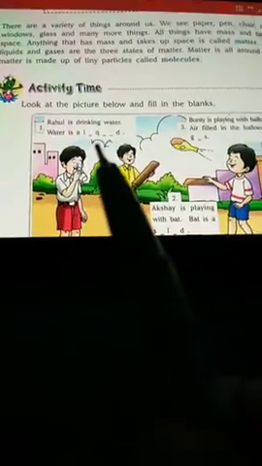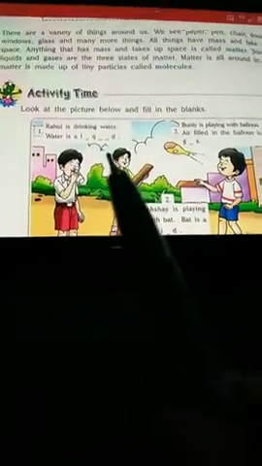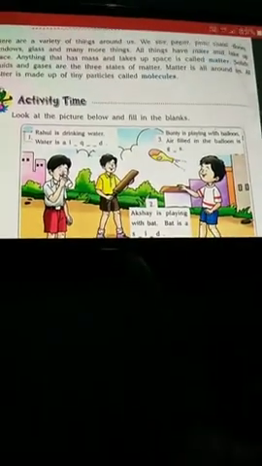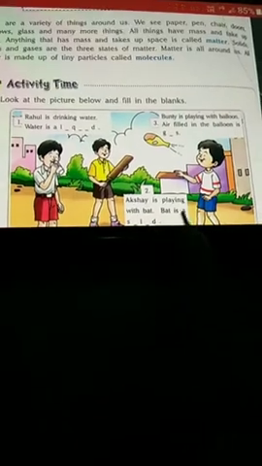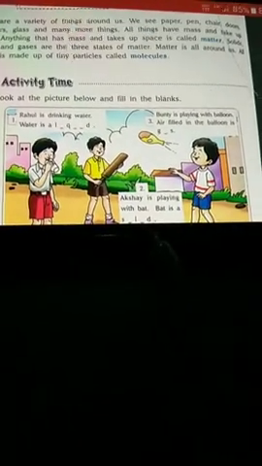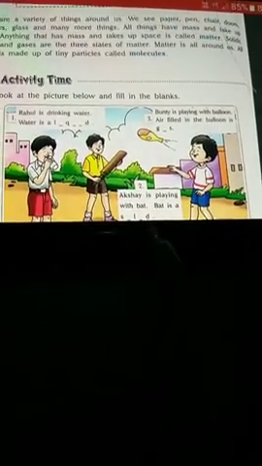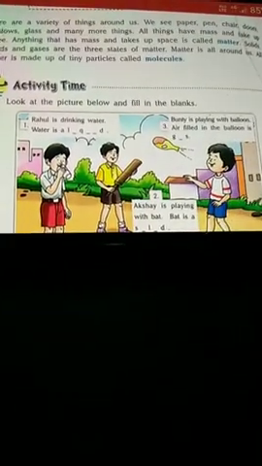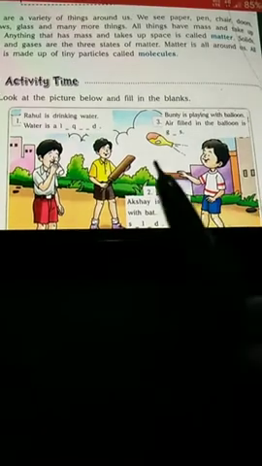Now look at the picture children. Here is the activity. Rahul is drinking water. So water is a liquid. Yes, you have to fill the blank with the spelling of liquid. Akshay is playing with a bat. Bat is a solid. Yes, you have to fill in the blank with the spelling of solid. Bunty is playing with a balloon. Air filled in the balloon is gas. Now come to the next page.